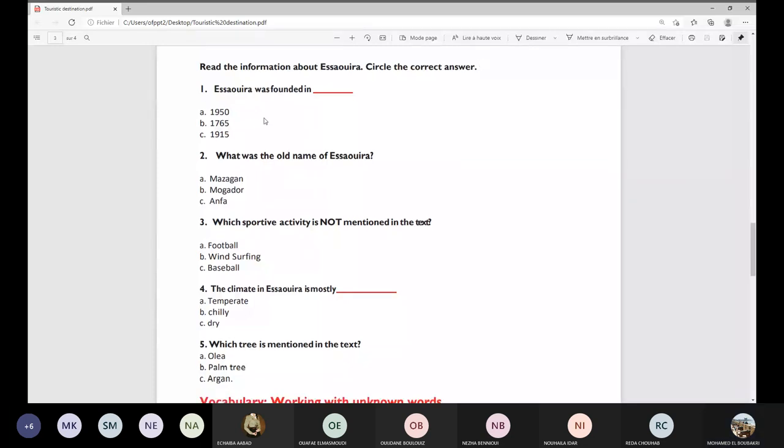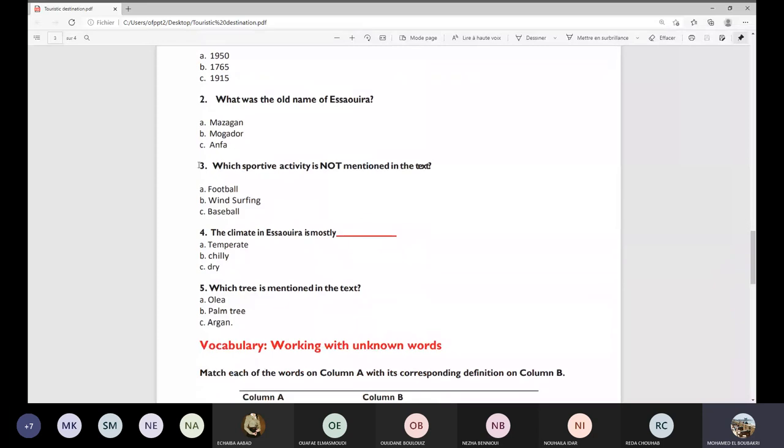Well, let's consider question number one. Essaouira was founded in 1765. That's the correct answer. Number two: What was the old name of Essaouira? Mogador. Is that correct? Anyone else? The correct answer is B. That's good.